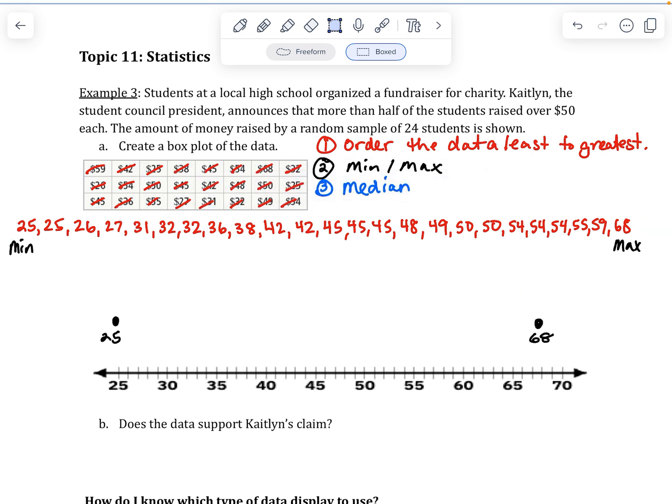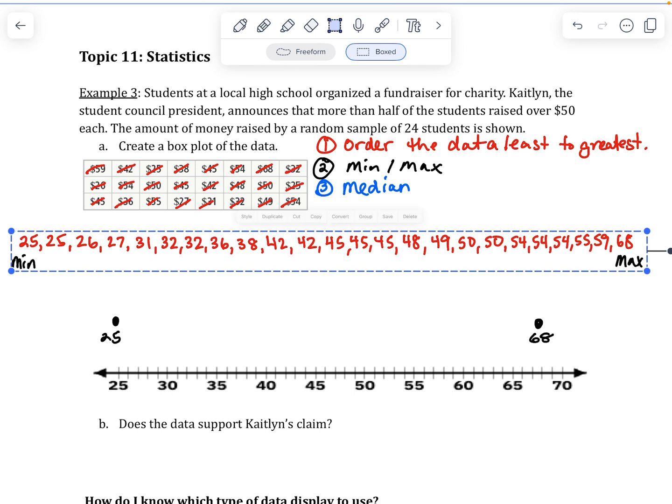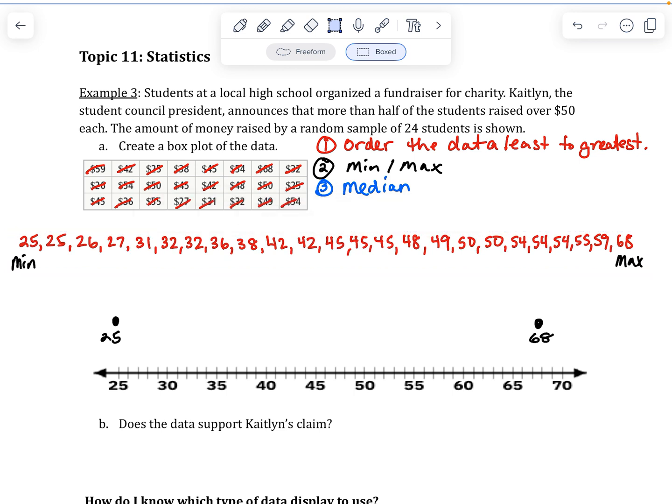Okay, so the median is the middle. To find the middle number, we start thinking about how many we have. We have 24, so that means there's going to be 12 on each side. 1, 2, 3, 4, 5, 6, 7, 8, 9, 10, 11, 12. So right here is our middle.